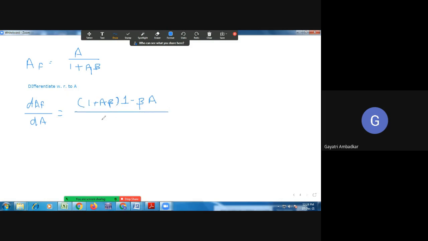Divided by 1 plus A beta square. So this is nothing but mathematics we have applied. If I solve this, this A beta will get cancelled and there will remain 1. It will become 1 plus A beta minus A beta, so this A beta will get cancelled, and I will get 1 upon 1 plus A beta bracket square.